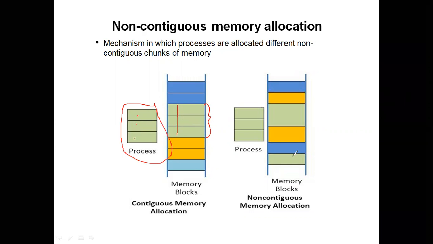But in the second case, non-contiguous memory, we get 20 KB here, so two blocks will be allocated here, and 10 KB here, so one block will be allocated here. Now these blocks are linked together just to show that they are part of the same process. So this is how non-contiguous memory allocation works. Any block which is free can be allocated to different processes, and hence external fragmentation will no more be a problem in non-contiguous memory allocation.